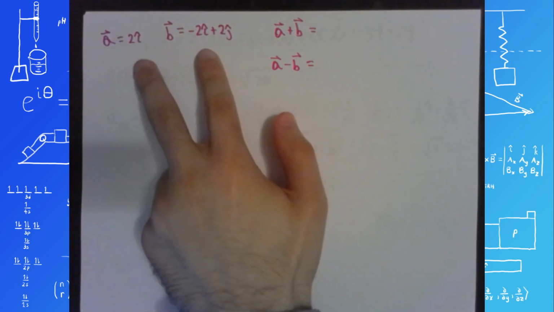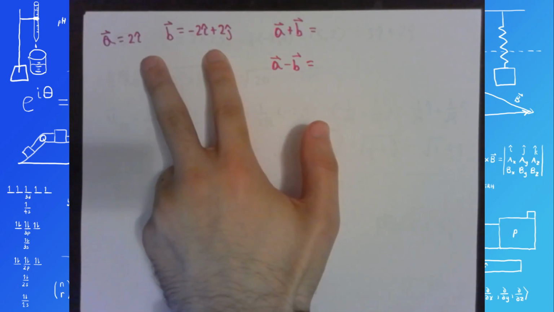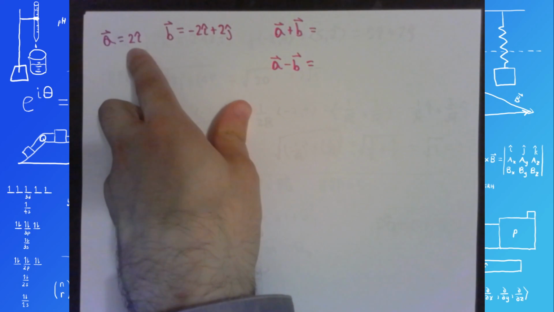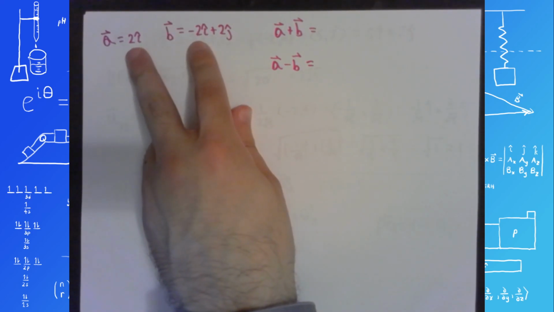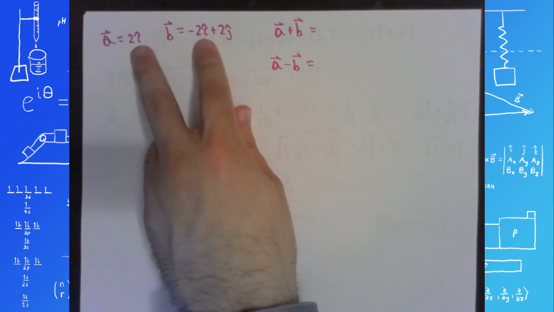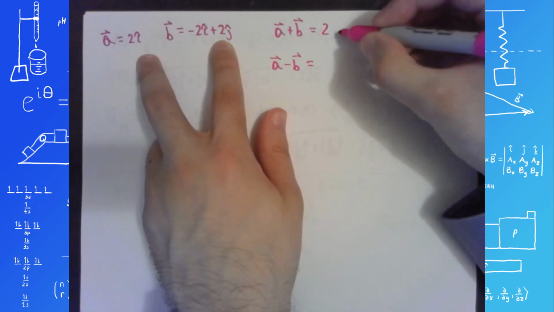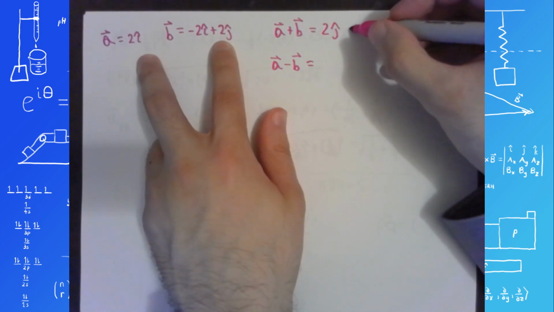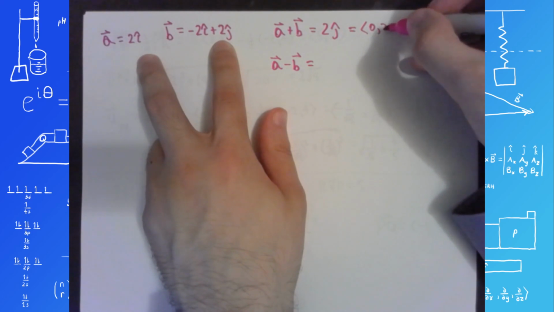Well, if they're written in terms of standard unit vectors, then you can just treat it as a combining like terms problem. So you've got 2 i hat plus negative 2 i hat plus 2 j hat. You can group the i hat terms, and that's 2 plus negative 2 is 0 i hat, leaving you with just 2 j hat. Or if you prefer, 0, 2.